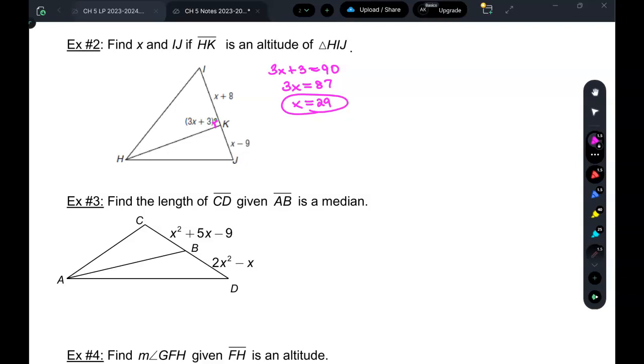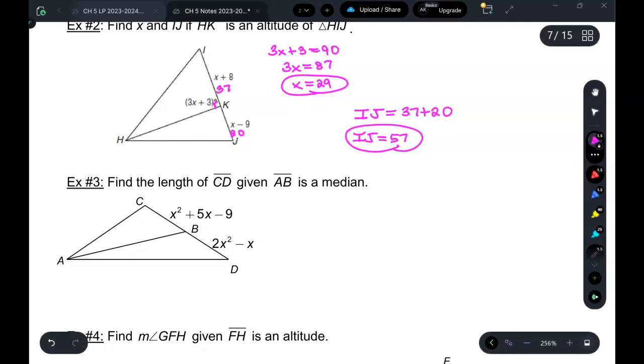Right. All that an altitude will tell us is that we have a right angle. Now, if we want to find the length of IJ, we're just going to plug 29 in here and 29 in here. So what do we get if we plug 29 into 37 and 20? So 37 plus 20.